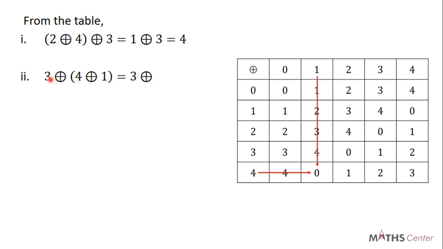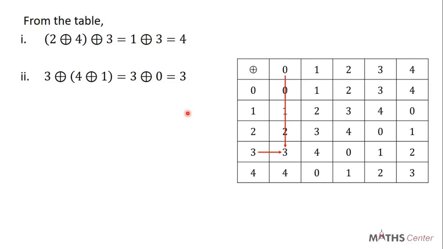It means that this will become 3 plus 4 plus 1, but 4 plus 1 is now 0. So you have 3 plus 0. So you will read 3 plus 0 from the table. From the table, 3 plus 0 will be equal to 3. 3 plus 0 is equal to 3. So 3 plus into bracket 4 plus 1 is equal to 3 plus 0, which is equal to 3.